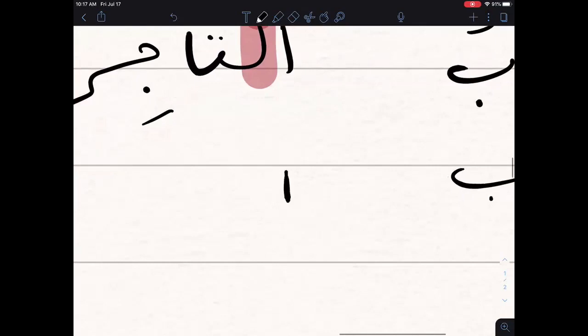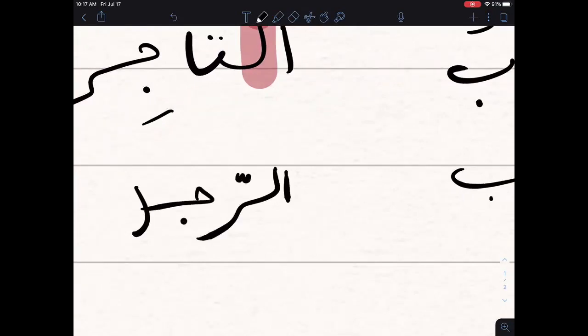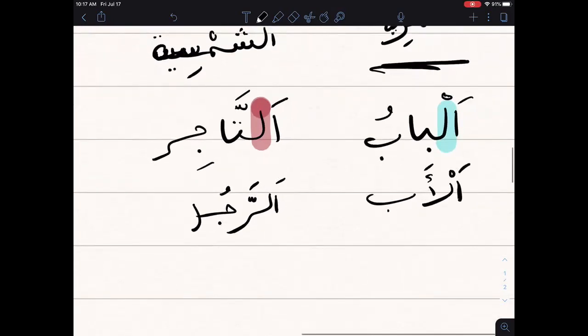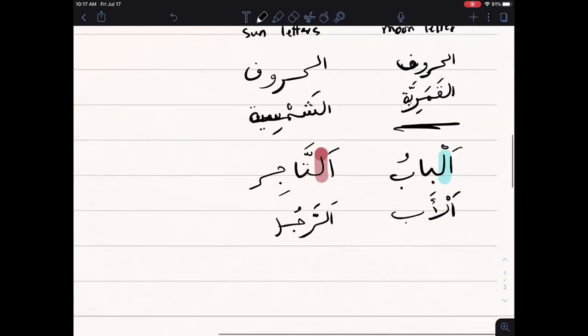For example, but if you say ar-rajul, where ra is one of those shamsiya letters, you have to skip the whole lam. You have to go right over here. Ar-rajul. Okay. So yeah, this one, we can spend time in class, but honestly, there's nothing else.